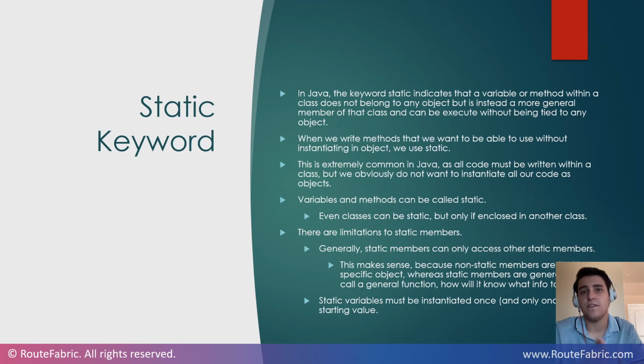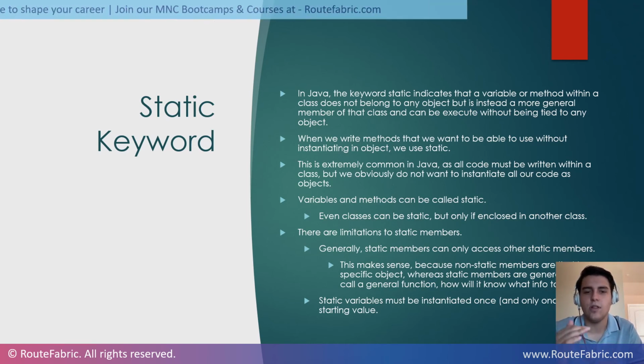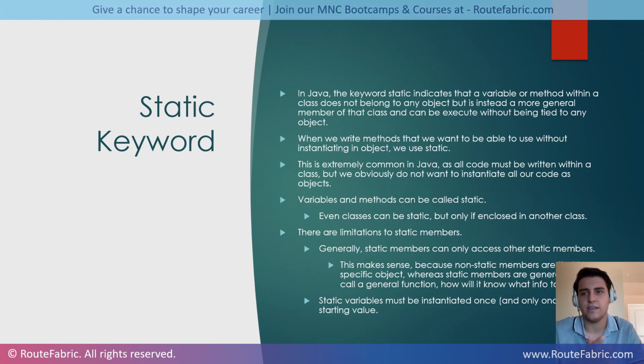As I just said, variables and methods can both be called static. You can even make classes static, but keep in mind this only applies if that class is enclosed within another class. So you can't have a top-level class specified as static. That isn't allowed.